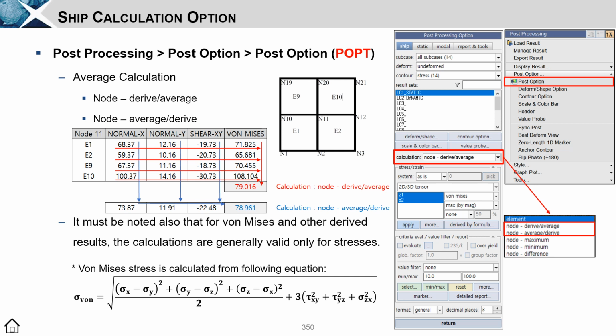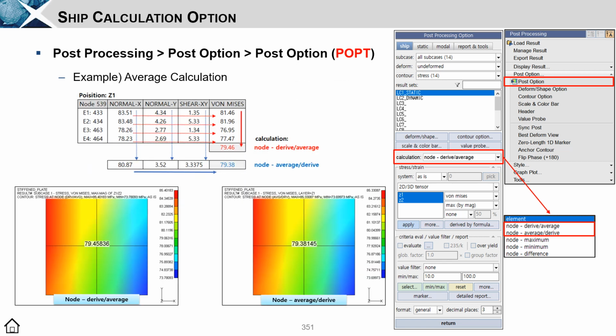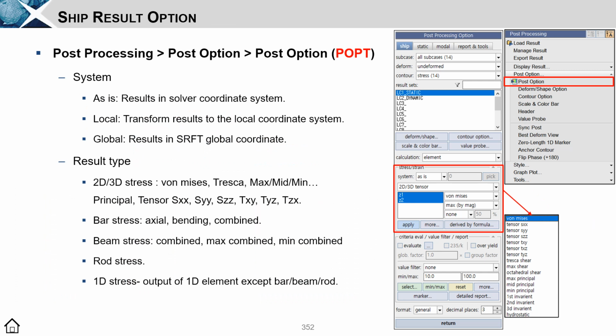It must be noted also that for von Mises and other derived results, the calculations are generally valid only for stresses. The figure is an example of outputting results to a node using the node option. You can see the result differences in the order of calculation. Users can set options for coordinate system settings and result types for the results they want to output.